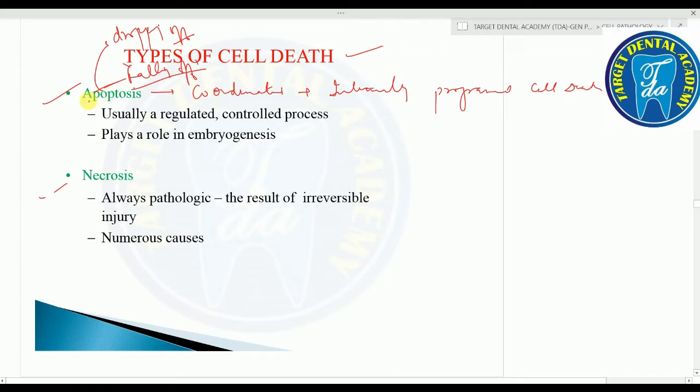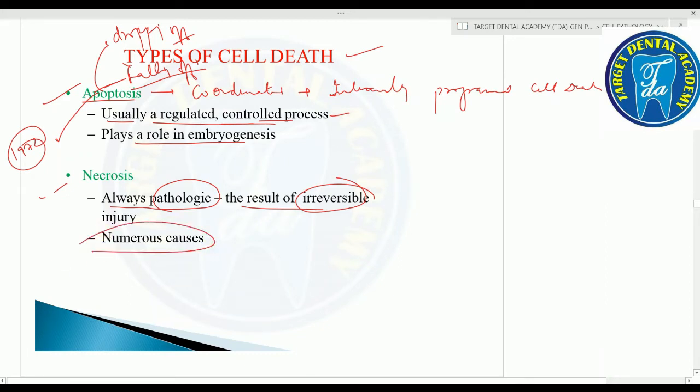So this is a term which was first coined in 1972 as distinct from the necrosis. Important is it was coined in 1972. So it is usually a regulated controlled process. So it plays a role in embryogenesis. Coming on to the necrosis. So necrosis is always pathologic, and it is a result of the irreversible injury, and there are numerous causes of the necrosis.